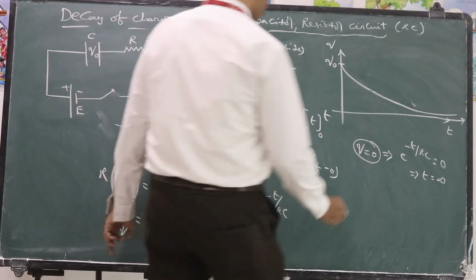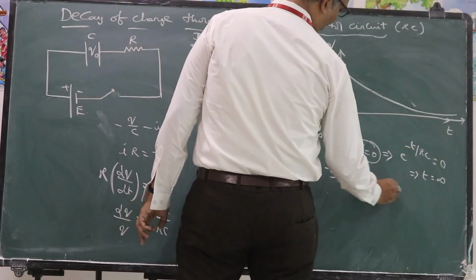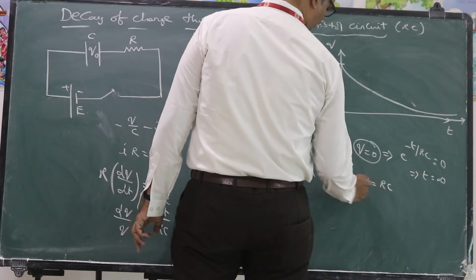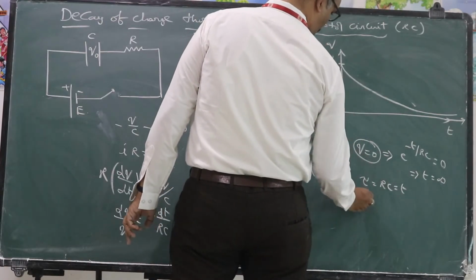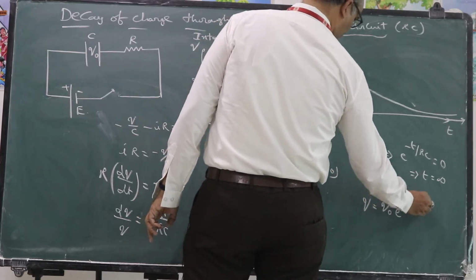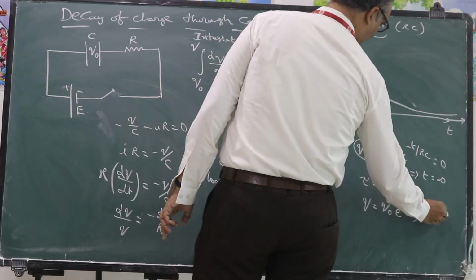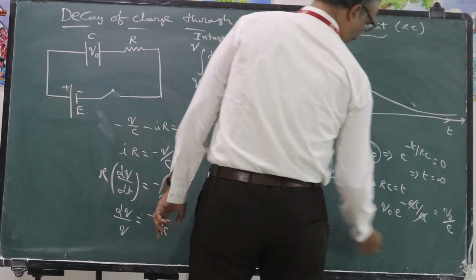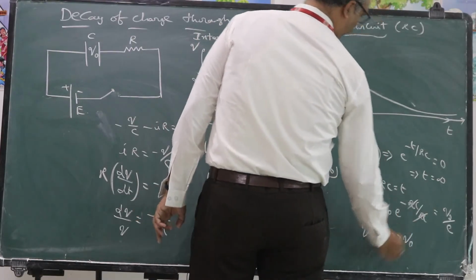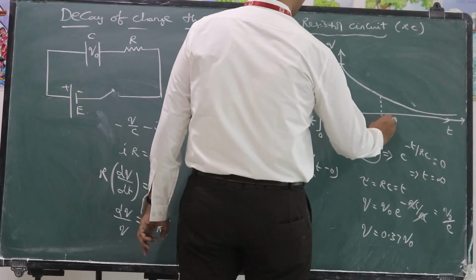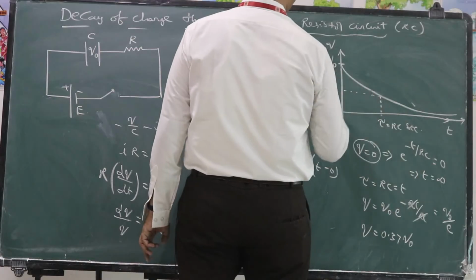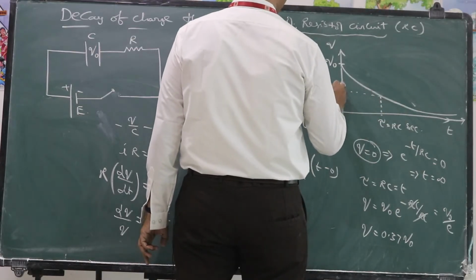Otherwise, if you wait for tau seconds, tau we defined as RC, then what will happen? Q is equal to Q naught into e power minus RC by RC. RC gets cancelled. It becomes Q naught by e. So Q is equal to 0.37 Q naught. That means after tau seconds, that means after RC seconds, the charge value decreases to 0.37 times Q naught.